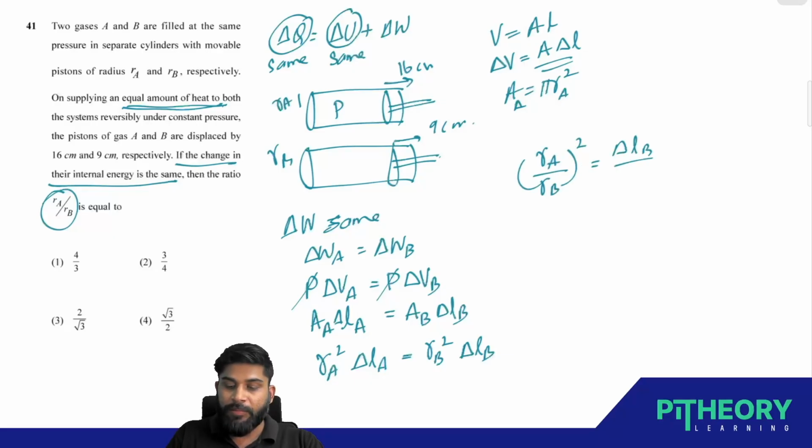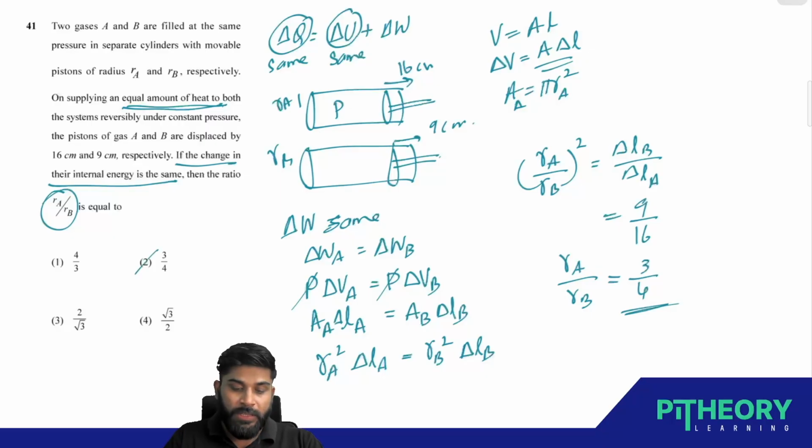Delta LB divided by delta LA. Very simple now. So what is delta LB? Change in length in the second case is 9. So you'll be getting 9 by 16. Correct. So here RA by RB, if you are now finding, you have to take root on both the sides. You'll be getting 3 by 4. And that's the answer for this option number 2. 3 by 4 will be the answer here.